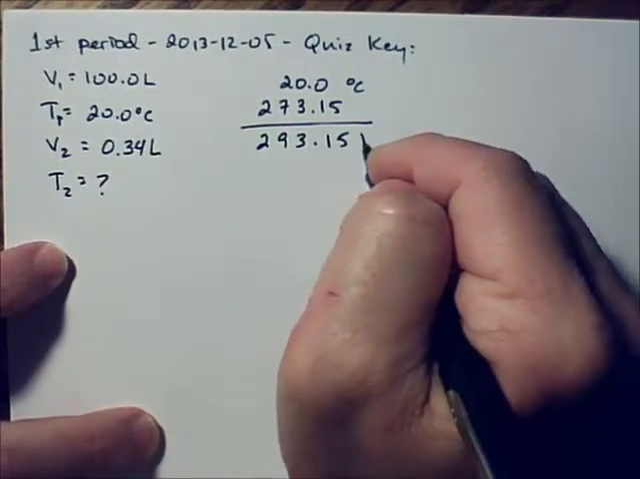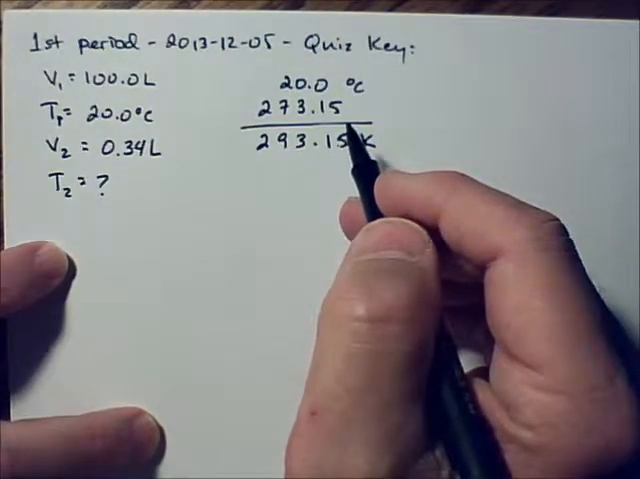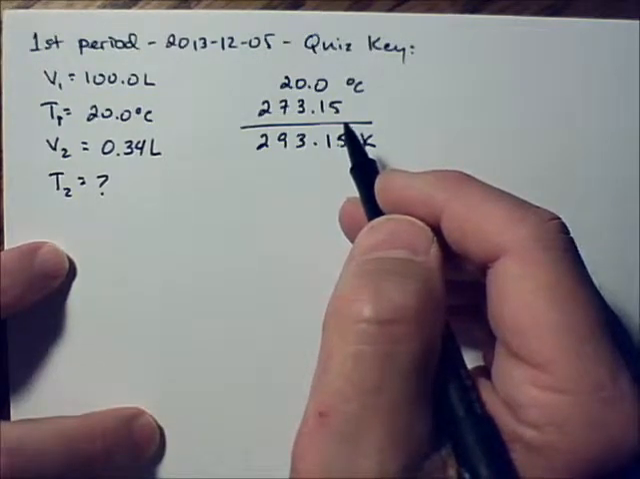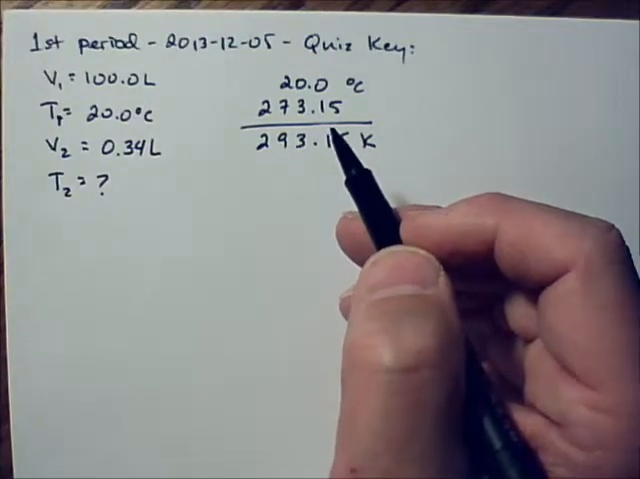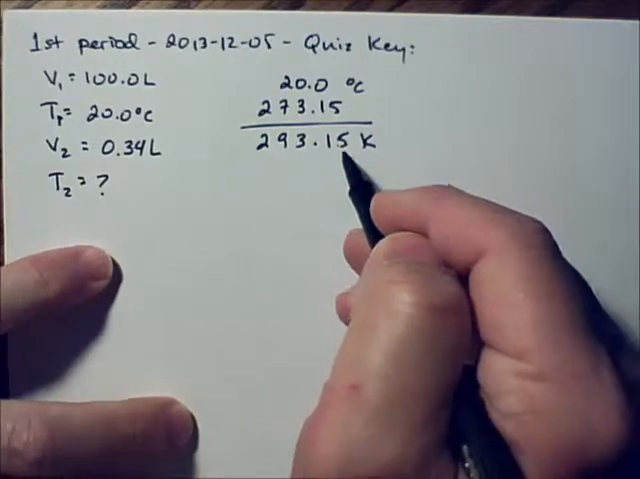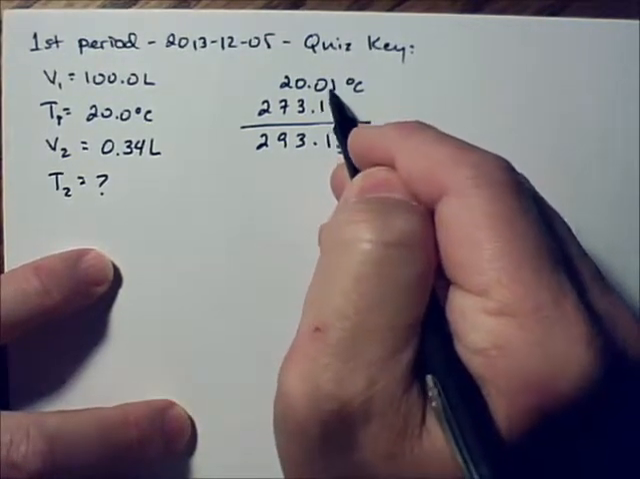$293.15. I'll give you different temperatures, but 20, 25, that's close to room temperature. The temperature here right now is about 22 degrees C. So we're going to underline that digit because it came from an empty slot up here.